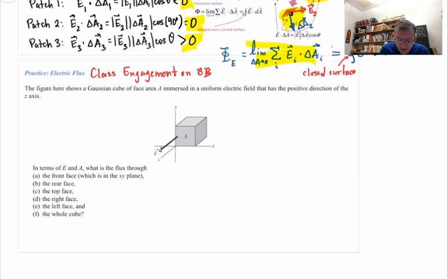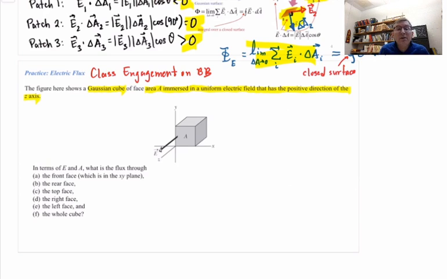All right, this figure here shows what's called a Gaussian cube. It's called that because they chose their Gaussian surface to be shaped like a cube of face area A. That means all 6 faces have area A. And this cube is immersed in a uniform electric field that has the positive direction of the z-axis.